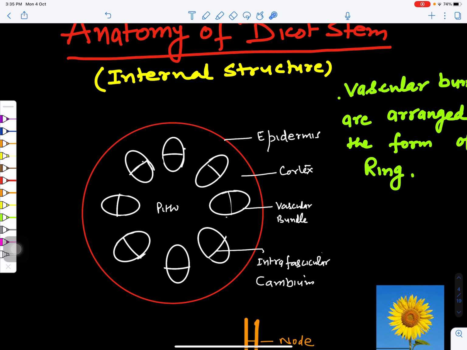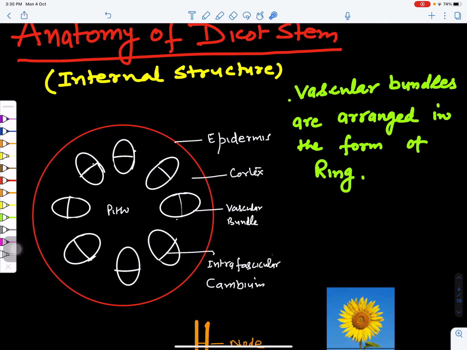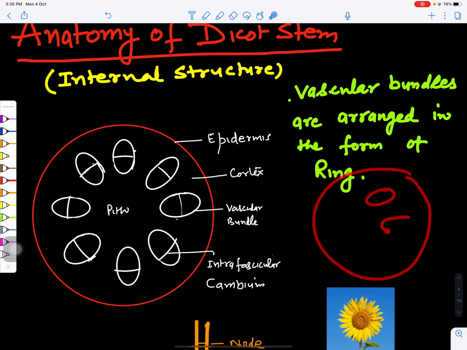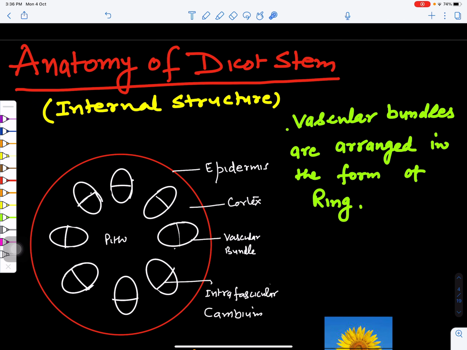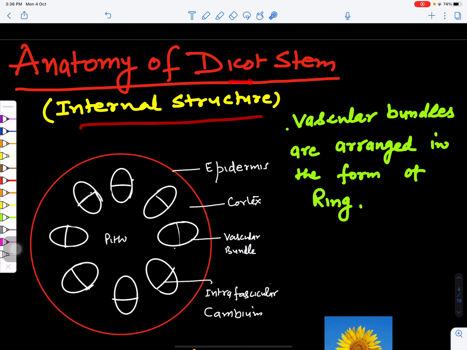So when we cut the section, the first thing we see under the microscope is that all the vascular bundles are arranged in the form of a ring. Like this is the stem and these are the vascular bundles which are arranged in the form of a ring. There is a distinction between this part, which is the epidermis, this part is the cortex, then this is the vascular zone and this is the pith zone. Now this characteristic feature, that the vascular bundles are arranged in the form of a ring, is a very important feature to study the internal structure of the dicot stem.